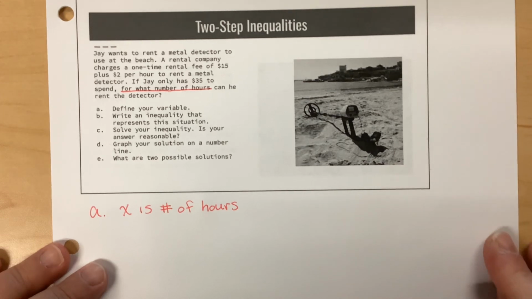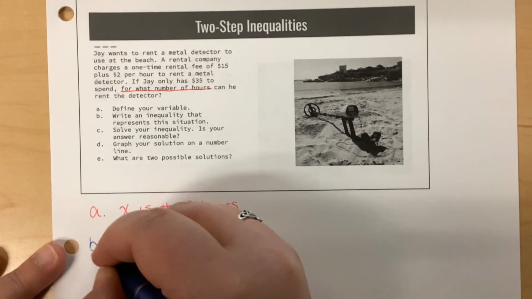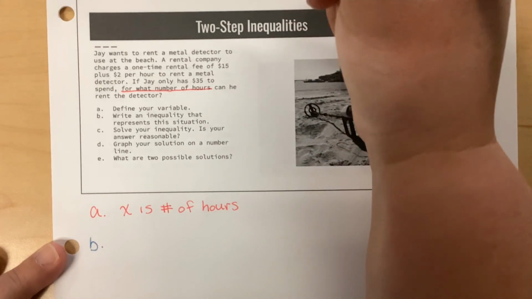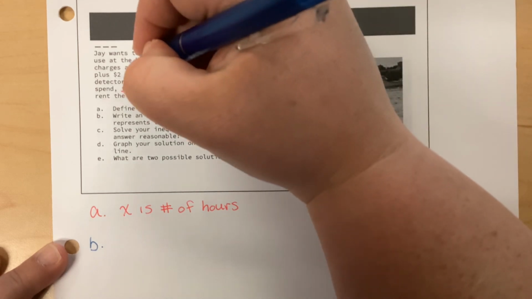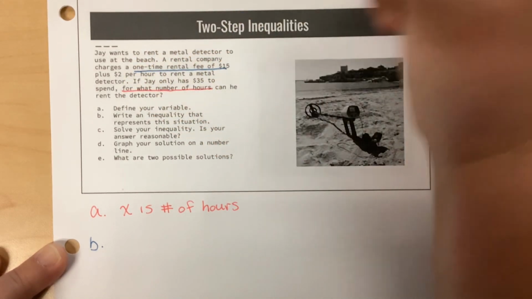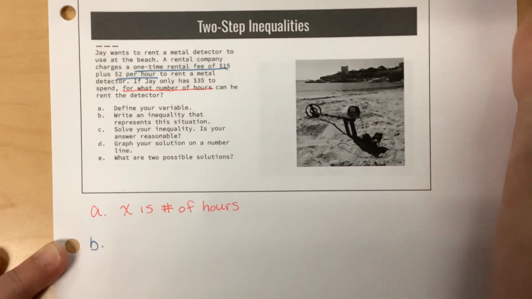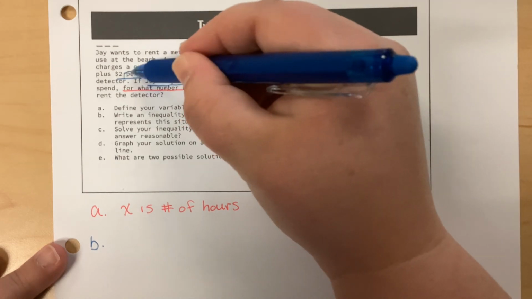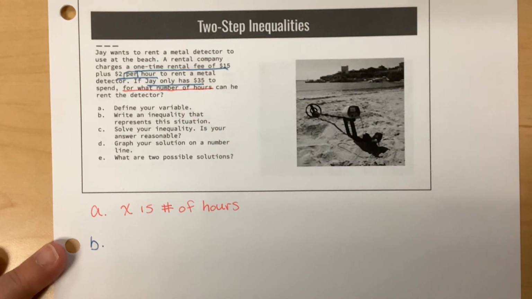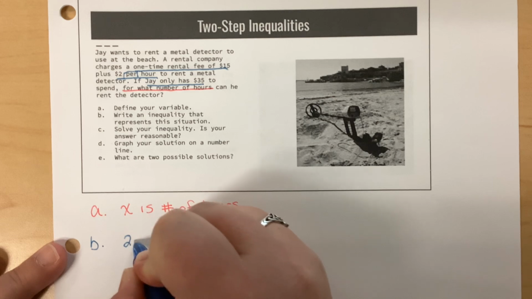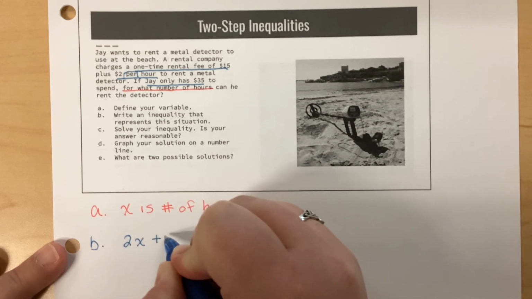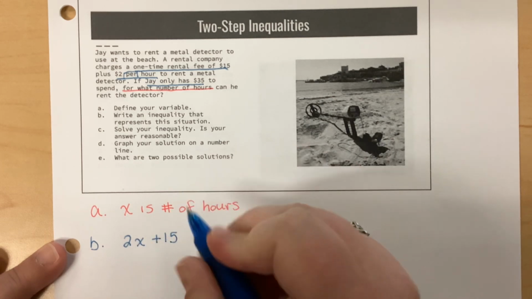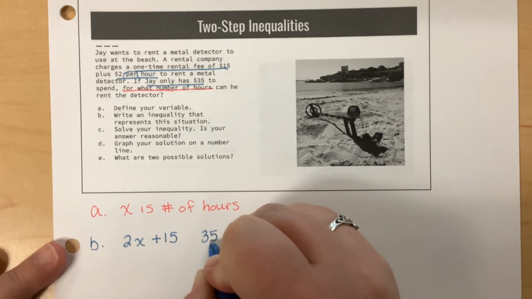Part B says write an inequality that represents the situation. So let's find the important information. All right, so there's a one-time fee of $15 and it costs $2 per hour, and Jay only has $35. Okay, so it's $2 per, there's that word per we always look for, per hour, and X is hours, so that's 2X, plus the one-time fee, which is $15, and the total that Jay has is 35.